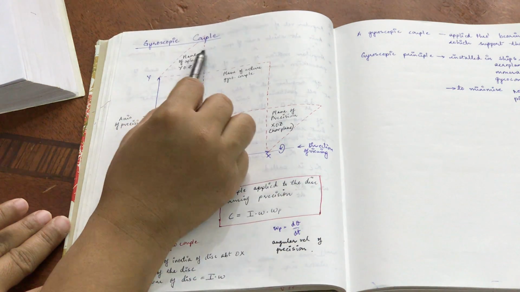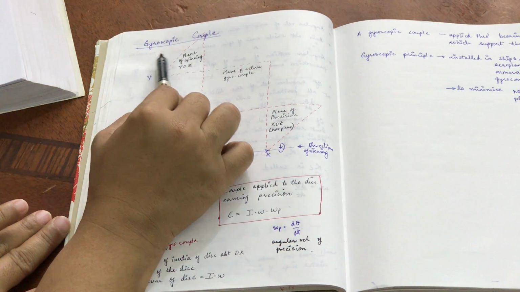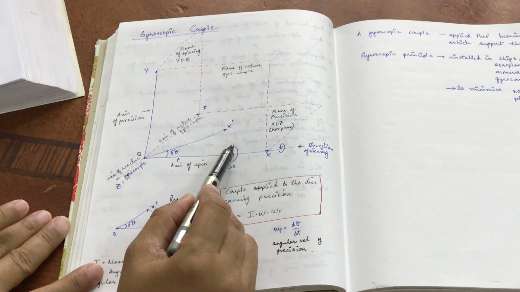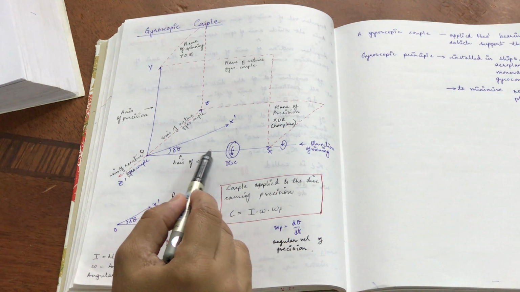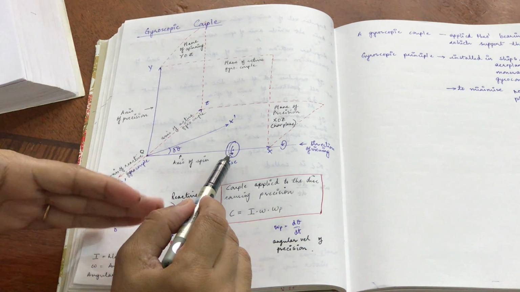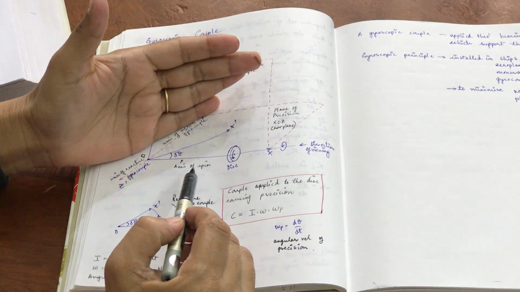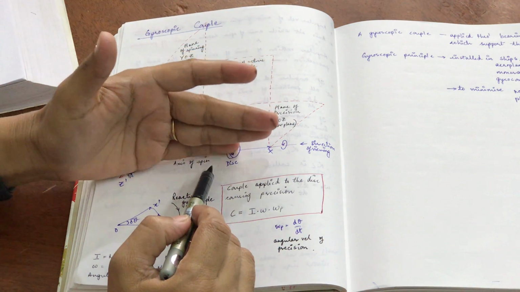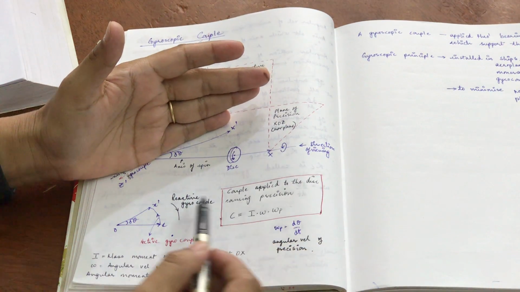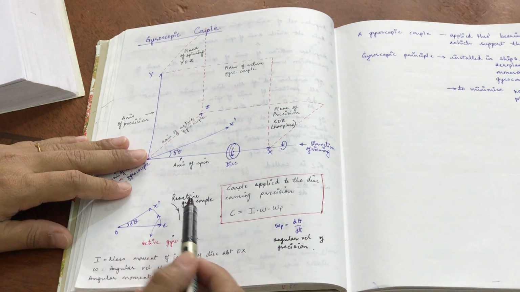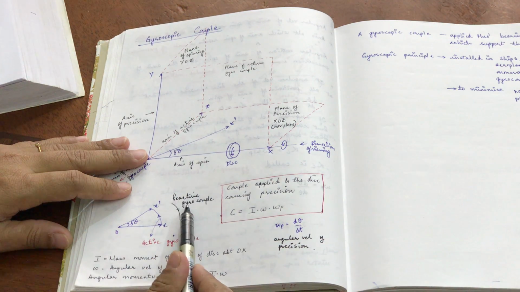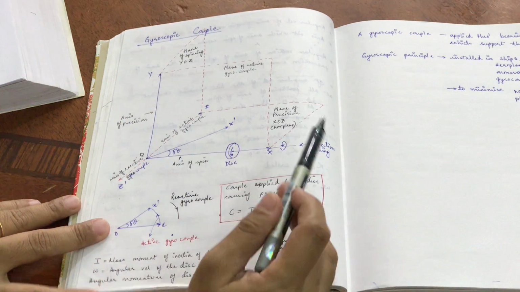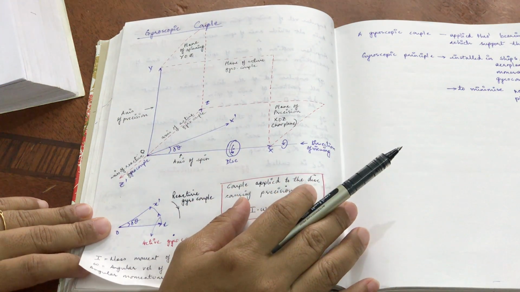So a gyroscopic couple is basically generated when a disc rotates in an anti-clockwise or clockwise direction about an axis, and this axis of spin rotates at an angle. If this precession movement is available, a reactive gyroscopic couple will be generated. So with this we complete the introduction on gyroscopic couple.